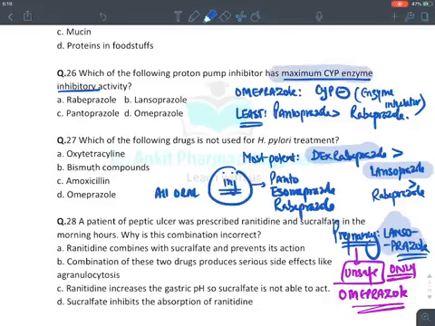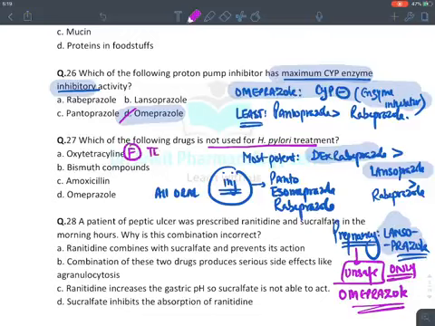So, let's talk about this point, which has maximum CYP inhibitory activity, that is omeprazole. So the answer for this question is omeprazole. Which of the following drugs is not used in H. pylori treatment? Oxytetracycline, false. Remember, it is tetracycline, not oxytetracycline.